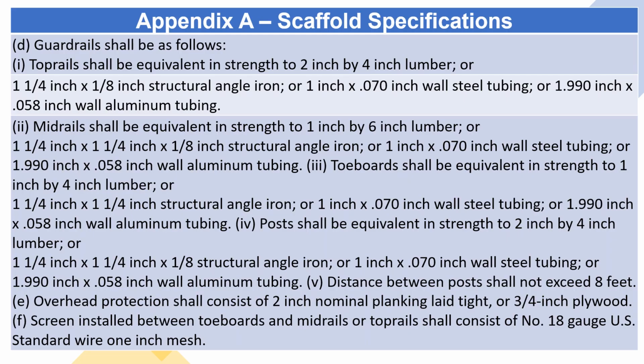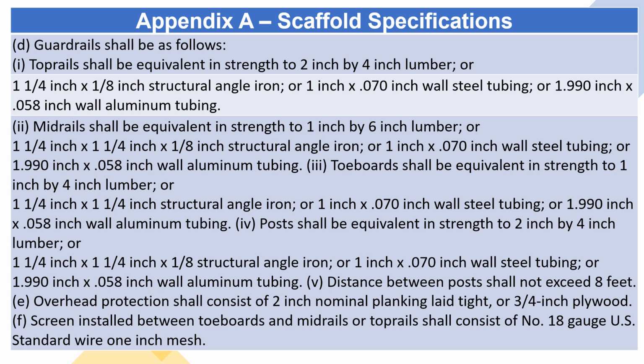D. Guardrails shall be as follows. 1. Top rail shall be equivalent in strength to 2 inch by 4 inch lumber, or 1 1/4 inch x 1 1/4 inch x 1/8 inch structural angle iron, or 1 inch x 0.070 inch wall steel tubing, or 1.990 inch x 0.058 inch wall aluminum tubing. 2. Mid-rails shall be equivalent in strength to 1 inch by 6 inch lumber, or 1 1/4 inch x 1 1/4 inch x 1/8 inch structural angle iron, or 1 inch x 0.070 inch wall steel tubing, or 1.990 inch x 0.058 inch wall aluminum tubing.